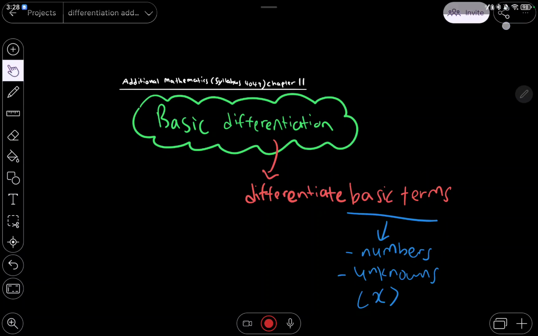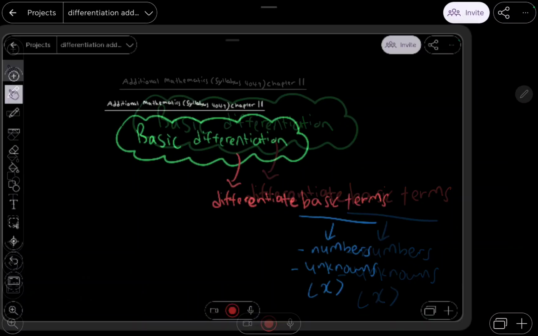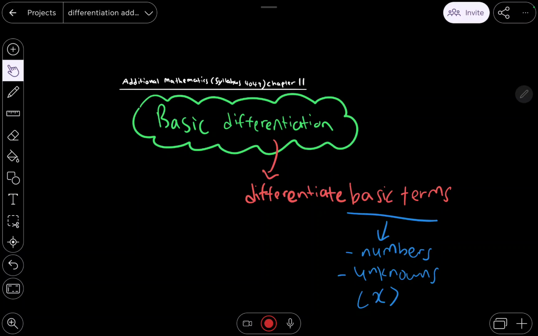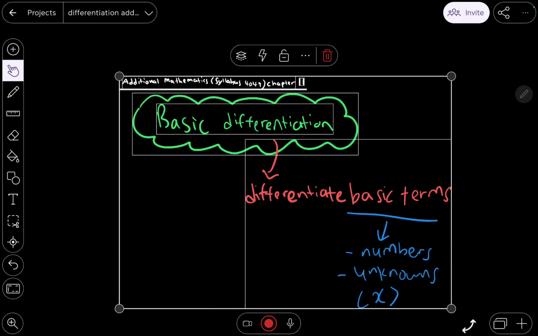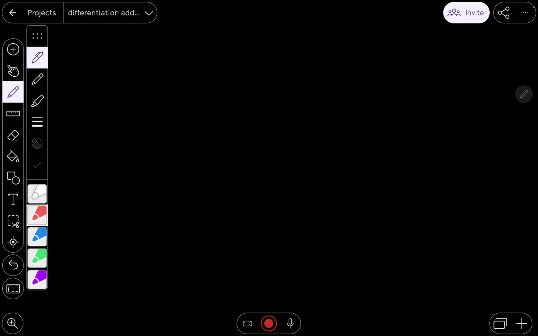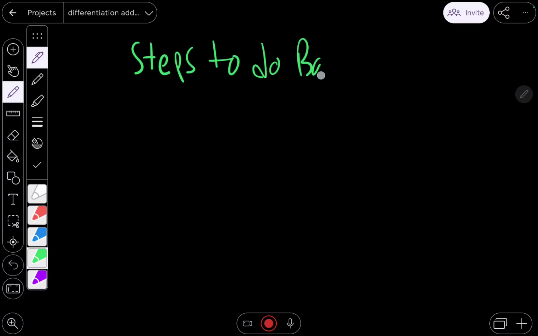And we will go into the steps to do basic differentiation. There are only 2 steps and it is very easy. Alright, so we are going to look at the steps to solve basic differentiation questions.